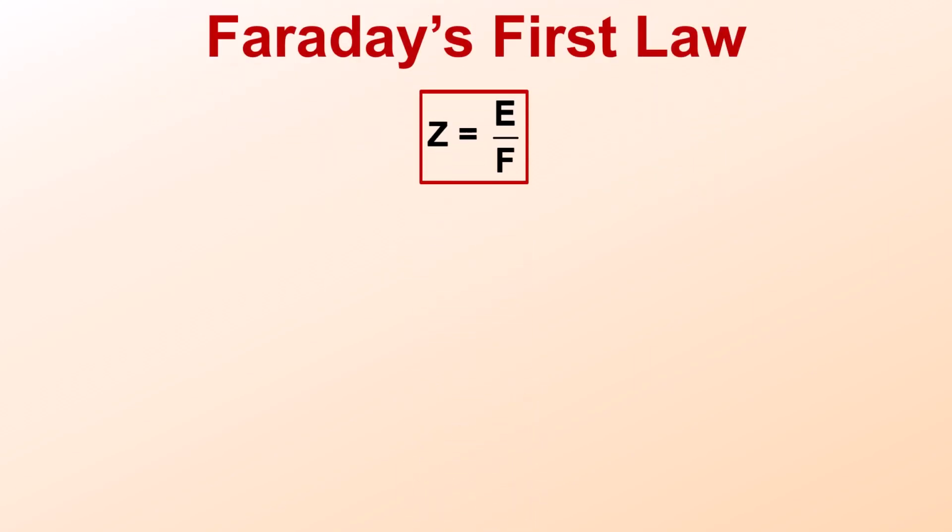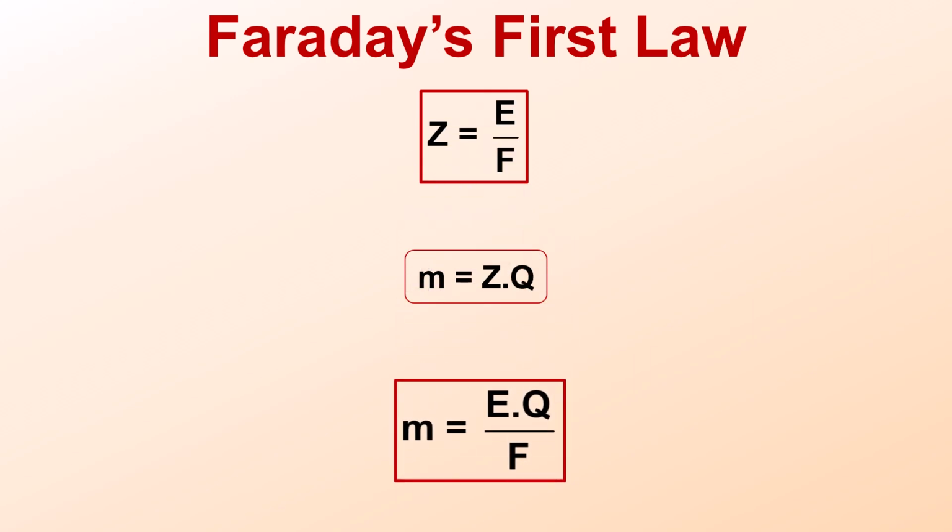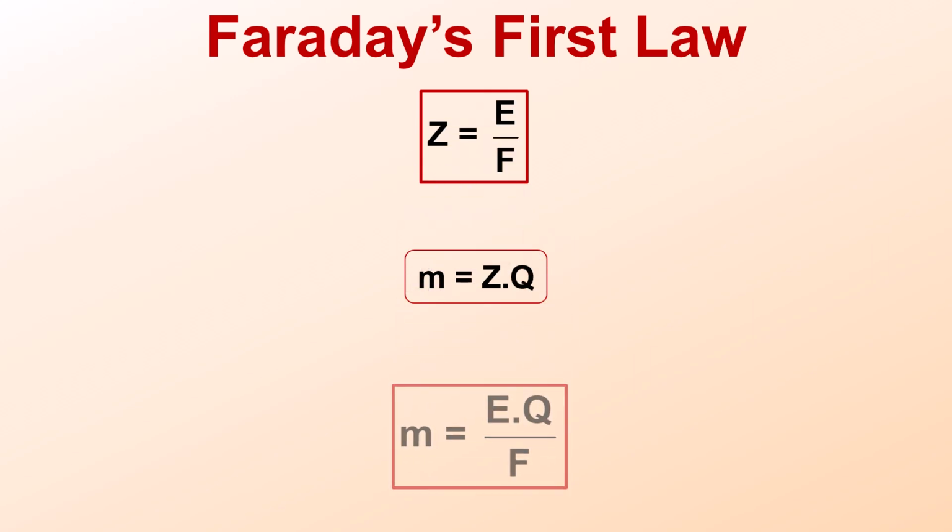Now, upon substituting the value of Z into the equation derived from Faraday's first law, we obtain M is equal to EQ by F. This relation is very important as it directly connects the mass deposited with the equivalent weight and the quantity of electricity passed. This expression will be extremely useful in deriving Faraday's second law of electrolysis.